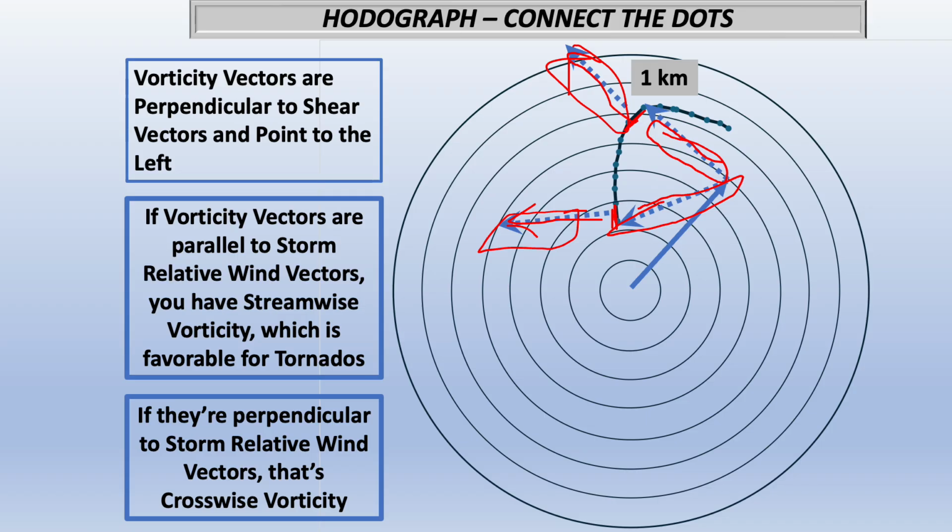So there's a lot of things you can do with this hodograph in terms of assessing the environment, not only the overall environment, but how the storm sees the environment, and then how much potential there is for tornado development based on whether or not you have streamwise vorticity or crosswise vorticity. All right, that's as complicated as I'm going to get on that. I hope you found that interesting.